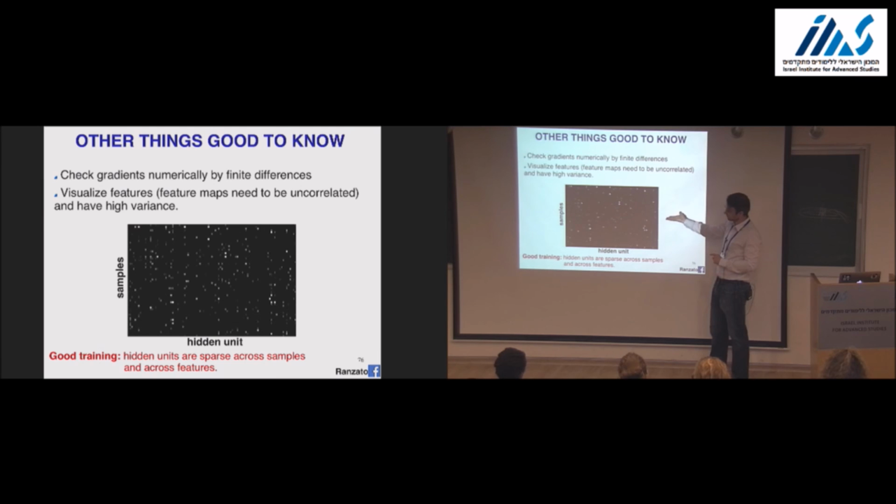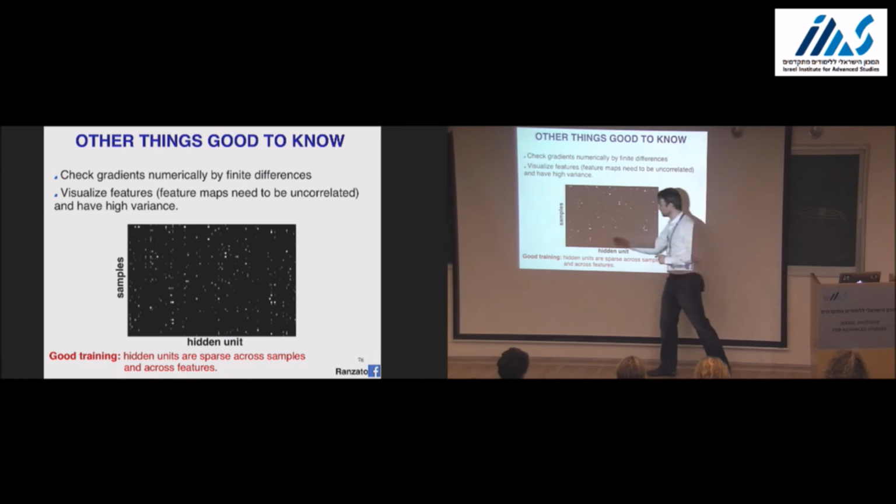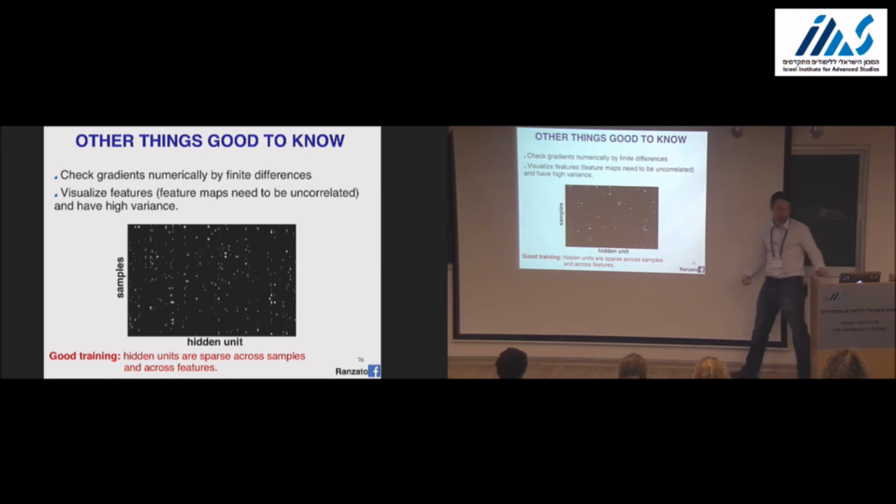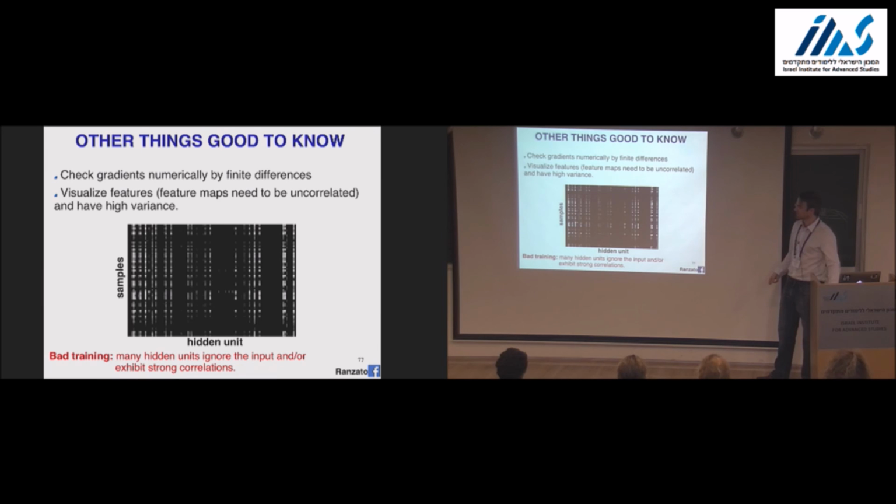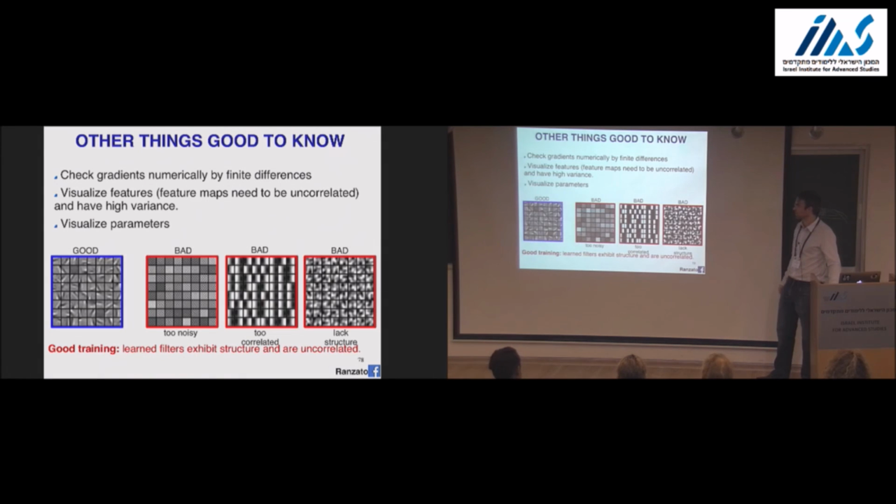This isn't for a fully connected network. You've got a vector of hidden units at each layer, and this is just for different samples. You want to see something like this, right? Sparse activations that are uncorrelated with one another. If you see things like this, then you're in trouble. It means the model is responding the same way to different input examples, which means it's ignoring what's going on.